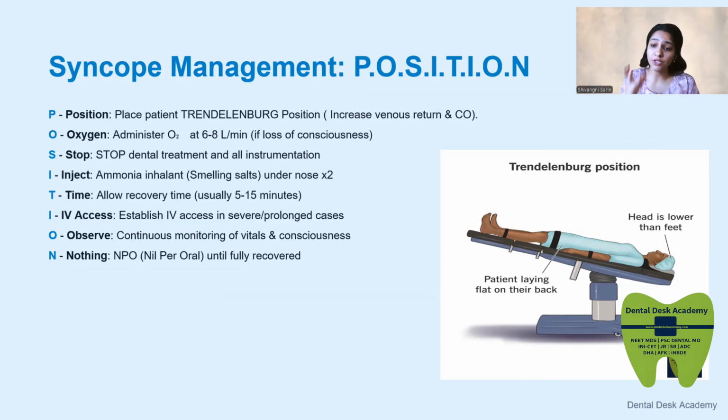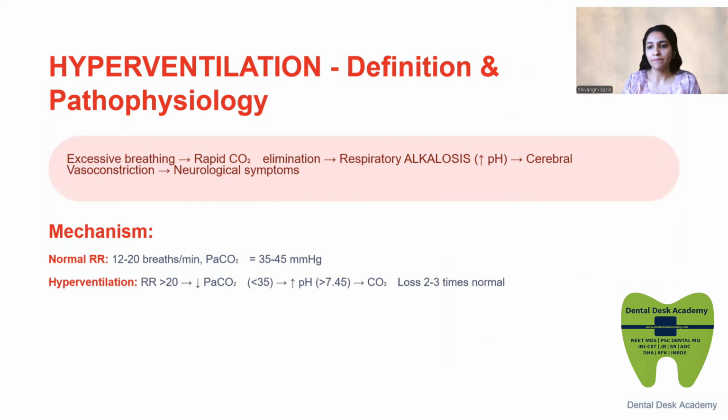You need to continuously observe the vitals. As you know, the patient had experienced hypotension, there was bradycardia, so you need to ensure that the vitals come back to normal. And nil per oral, that means do not give the patient anything to eat until the patient is fully recovered. Now, the next medical emergency which I want to discuss is hyperventilation.